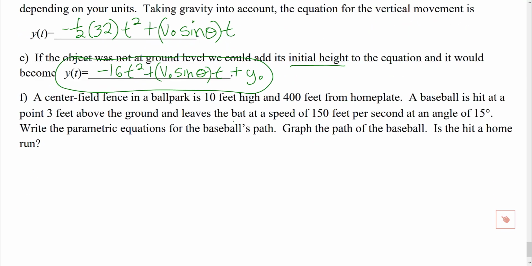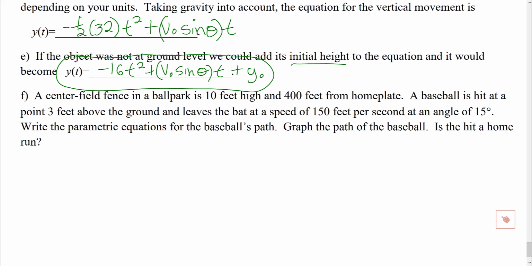We've got a kind of a word problem now. A center field fence in a ballpark is 10 feet high and 400 feet from home plate. A baseball is hit at a point 3 feet above the ground and leaves the bat at a speed of 150 feet per second at an angle of 15 degrees. Write the parametric equations for the baseball's path, and then we'll graph the path of the ball, and we'll see if this was a home run, if it got hit over the fence.